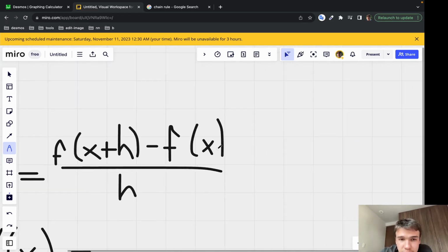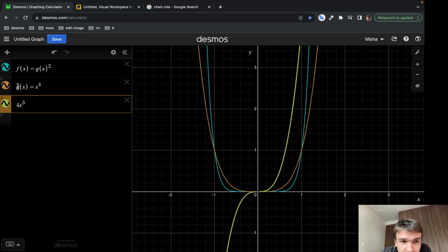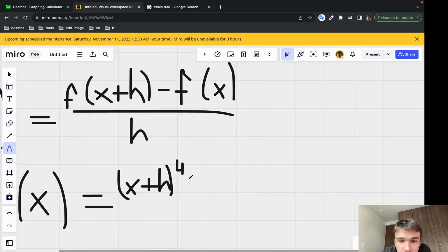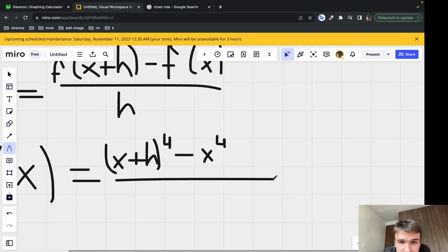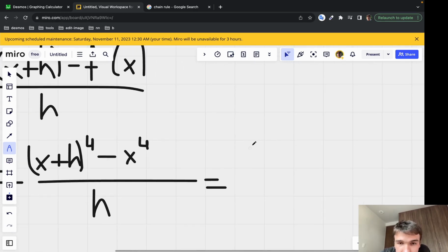If we understand this principle, we can go further and say that x plus h in the fourth power, and the reason is because this is x. What is our x? It's in the fourth power. So this is the reason why we do so. And then minus x in the fourth, because what is f of x? This is x in the fourth. The same thing applies here. We divide it over h, and now let's recall a bit of calculus.